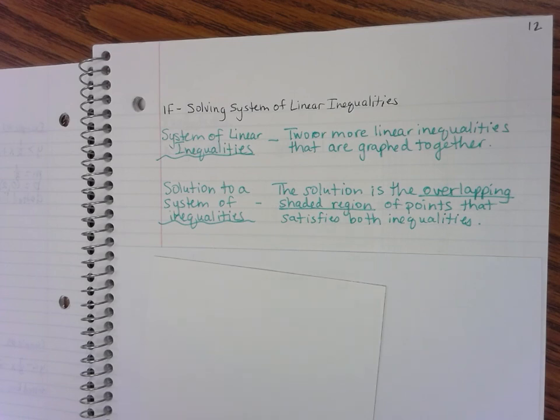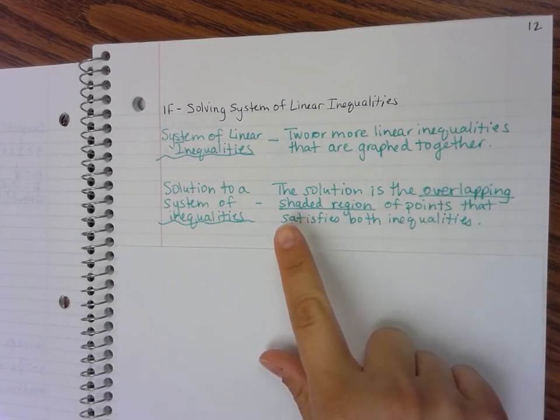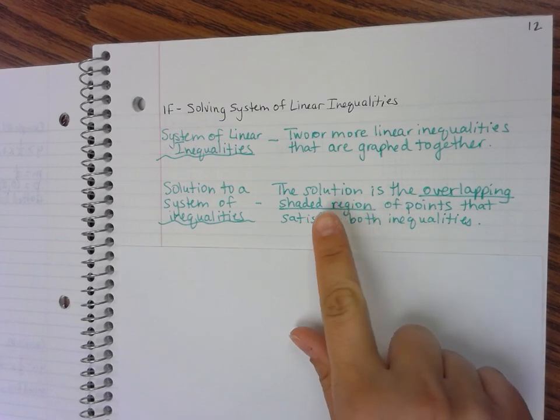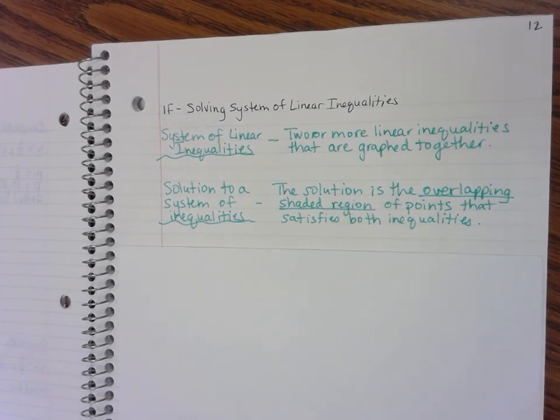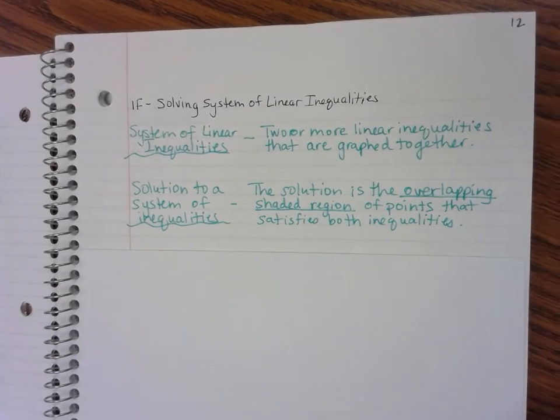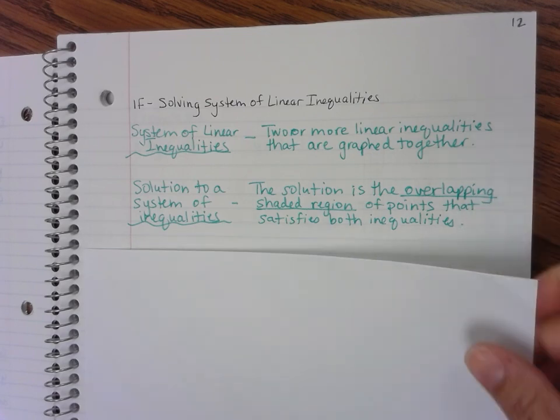So there are two vocabulary words that we need to talk about. The first is what a system of linear inequalities is, and that is when two or more linear inequalities are graphed together. The solution of that system is the overlapping shaded region where the points satisfy both of the inequalities. So what we're going to do is combine the last lesson as well as the system of equations that we've already done, and we're going to put them together. So we're going to take a look at 4 examples.